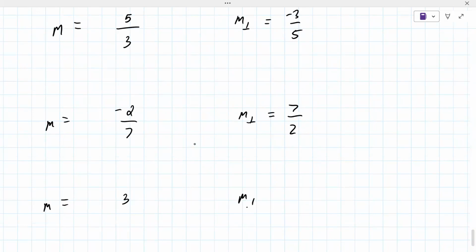The only other one I'll throw at you is let's say the slope was 3, and 3 is really 3/1. What would the perpendicular slope be? 1/3. You gotta negate as well. Yeah, negative 1/3. Good. Okay, you got it.